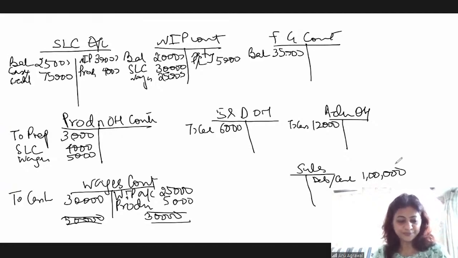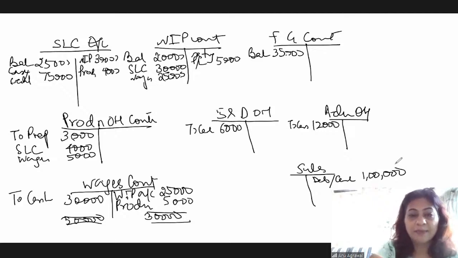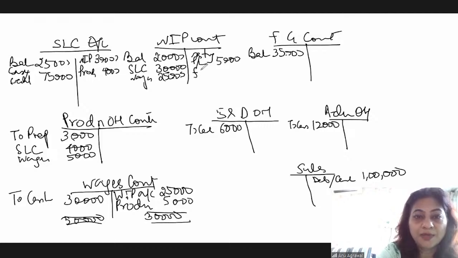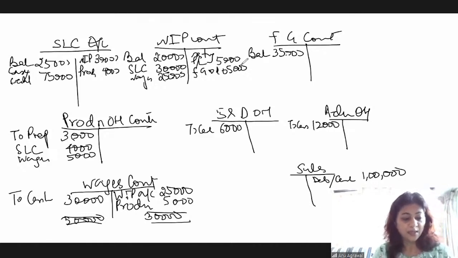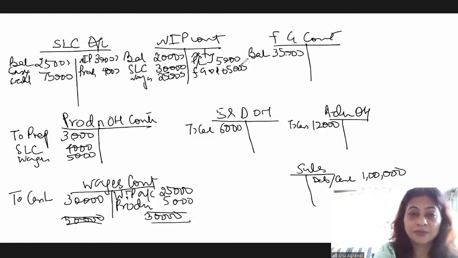Okay. Now, cost of finished goods sold. And then there is information: cost of goods completed and transferred into finished goods during the month is 65,000. That means from WIP, what we transfer to the finished goods control account is 65,000. This is what it means. Cost of goods completed and transferred to finished goods during the month is 65,000.